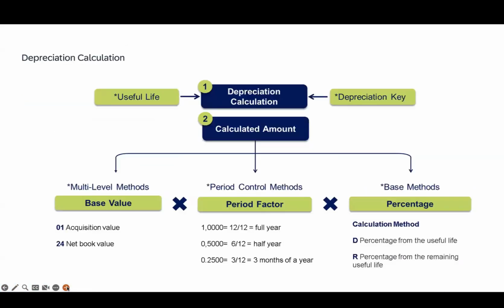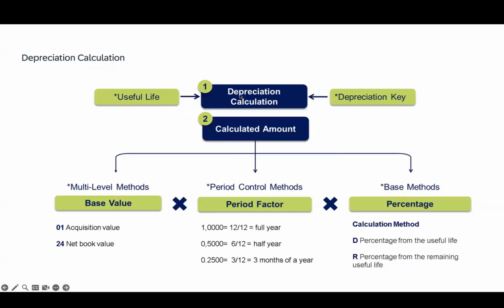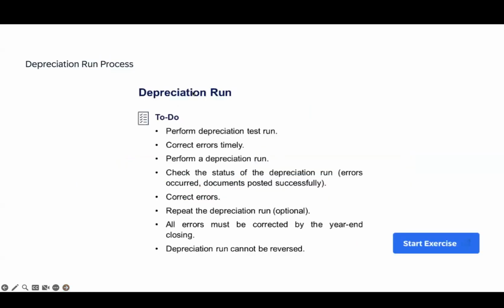Managing depreciation. Okay, so we've talked a lot about depreciation keys and useful life. That essentially comes up with a percentage almost that gets to be applied in your depreciation calculation. So you take our calculated amounts there, and then we create the depreciation through the system. We do that via a depreciation run, where we perform the depreciation test run first.